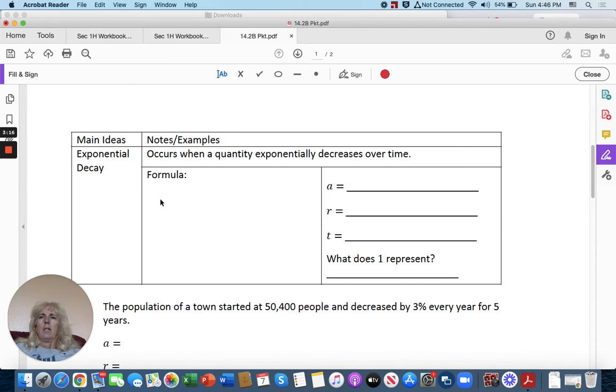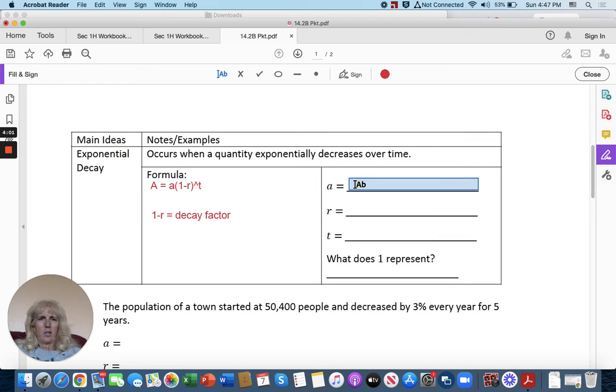Okay, so the main idea, exponential decay occurs when a quantity exponentially decreases over time. So our formula for that is going to be A, the amount, will equal little a, the amount started with, times 1 minus r, where r is the rate or the percent, and you have to change it to decimal, raised to the power of t, or time, which generally is annually, but it isn't always annual. So there you have your formula. And if you need just your decay factor, 1 minus r equals your decay factor.